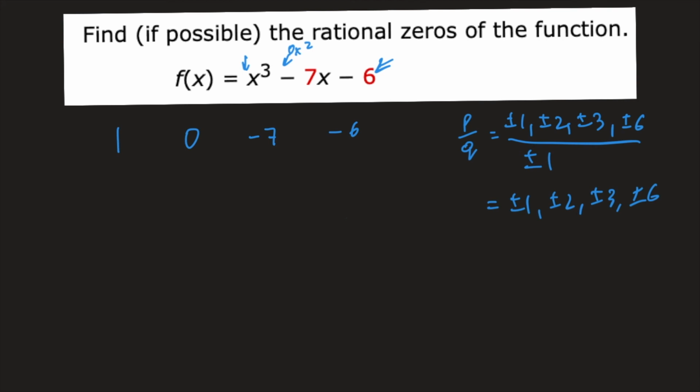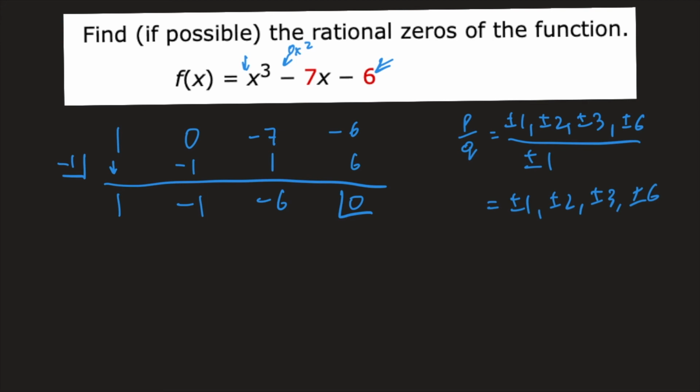Next root on our list will be -1. I'm going to try -1. And bring 1 down. 1 times -1 is -1. -1 times -1, +1. -6 times -1 is +6. And we get 0 as the final answer. In other words, there is no remainder, which means we just found our first root.